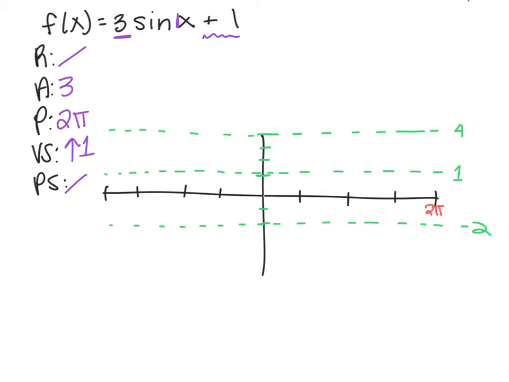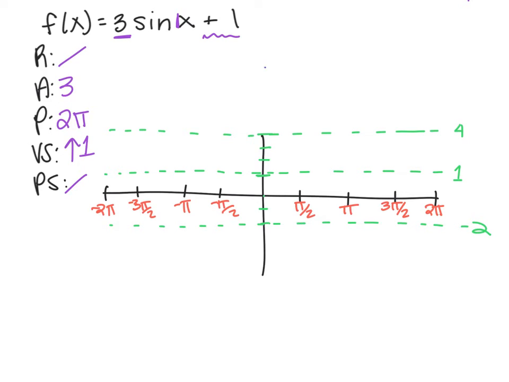We need to label our axes. The period is 2 pi, which are our normal labels. Half of 2 pi is pi. Half of pi is pi over 2. And that third label is 3 pi over 2. Same labels on both sides. Now we just need to have the graph.